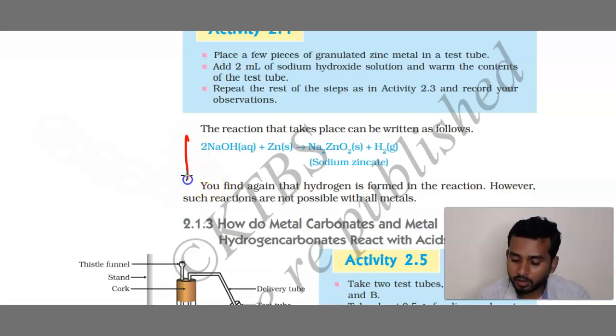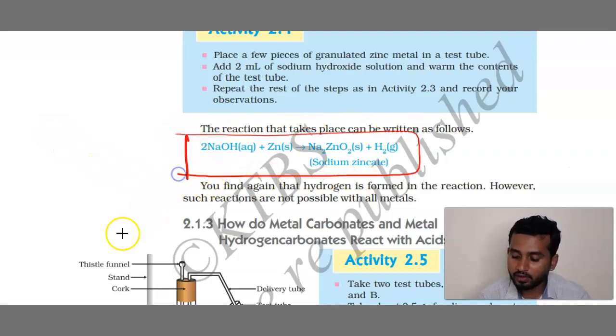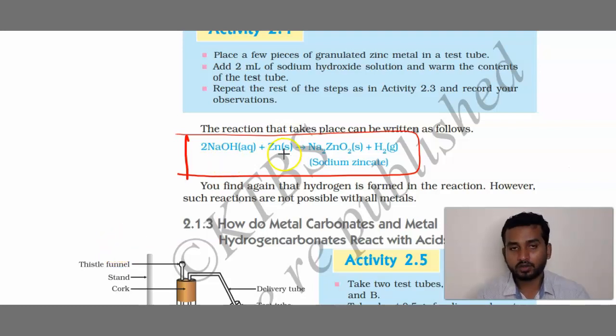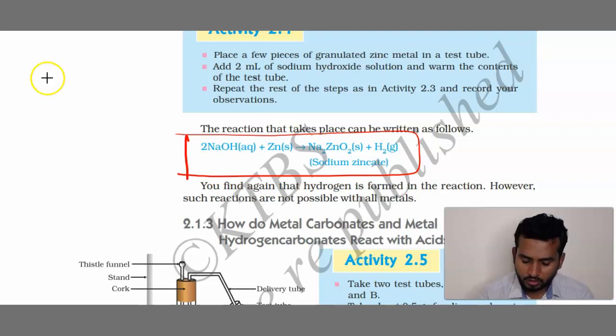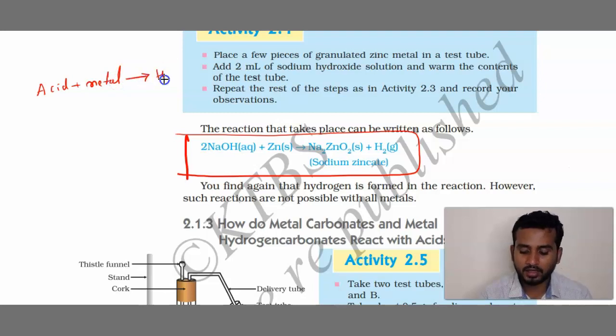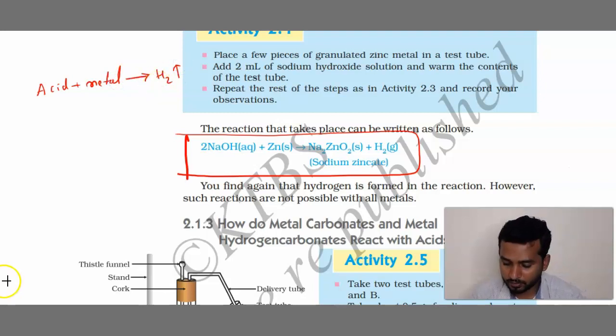Children, remember, this reaction is very important. When sodium hydroxide reacts with zinc, what is formed? Sodium zincate. Please do not forget this reaction, and hydrogen gas is liberated. Children, one thing I would like to tell you: when acid reacts with metal, in almost all cases hydrogen gas is liberated. It liberates hydrogen gas.